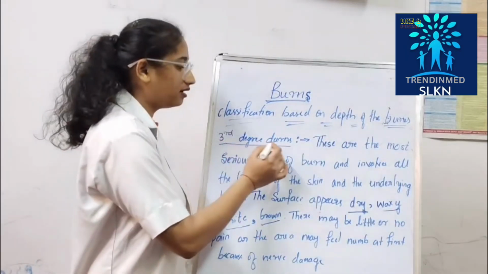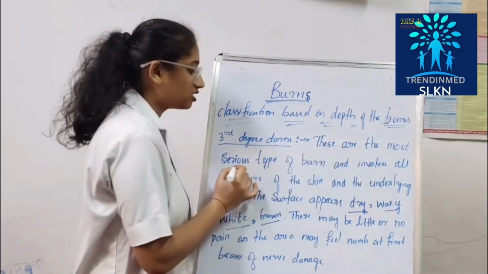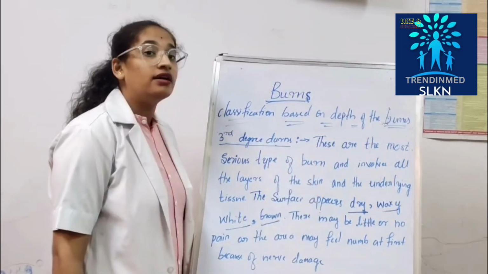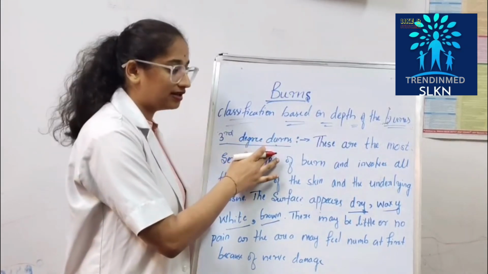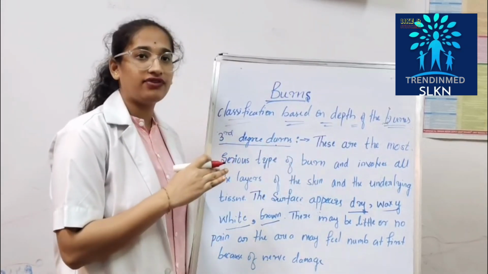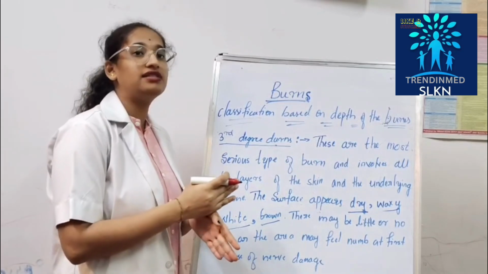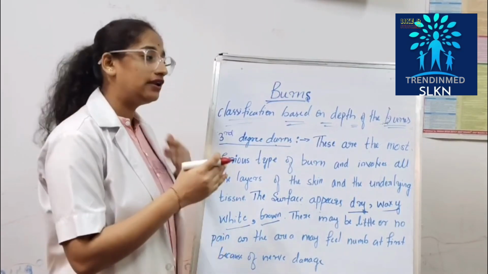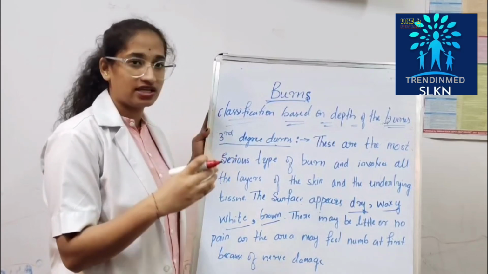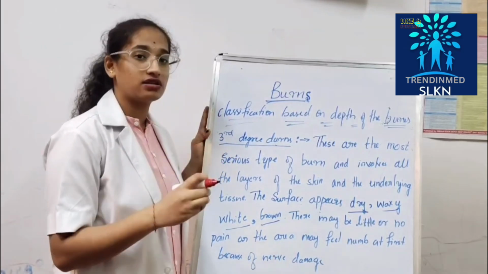We will discuss third degree burns. These are the most serious type of burns. Compared to first degree and second degree, this is the most serious type. It involves the whole thickness of the skin, so it involves the epidermis, dermis and subcutaneous tissues. It involves all the layers of the skin and the nerves also.